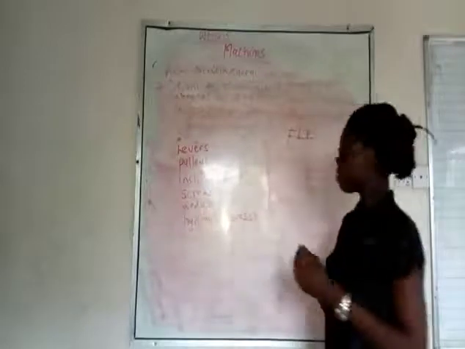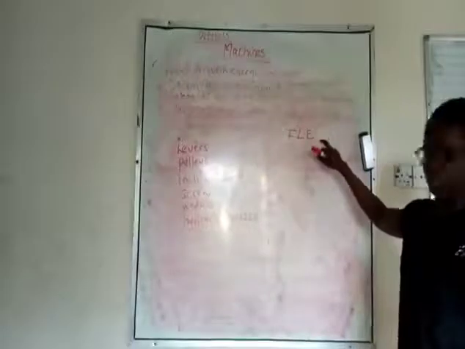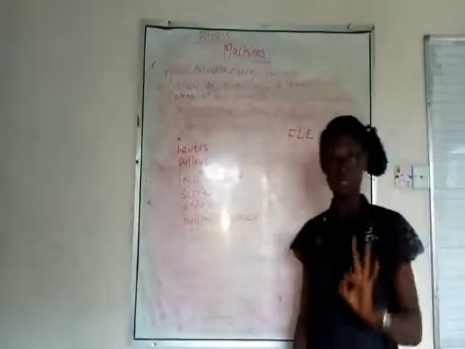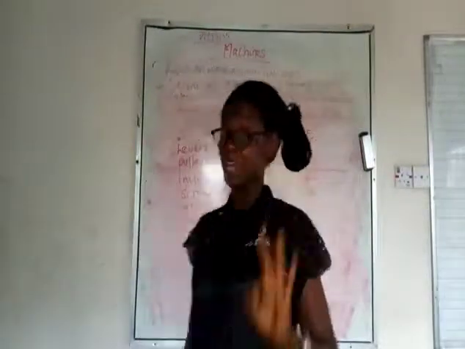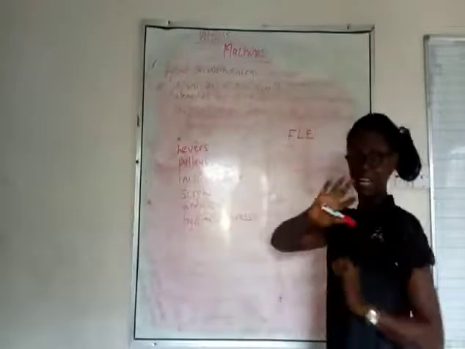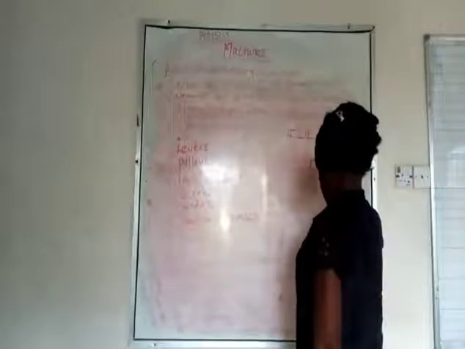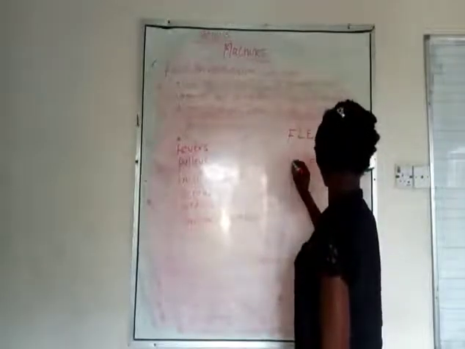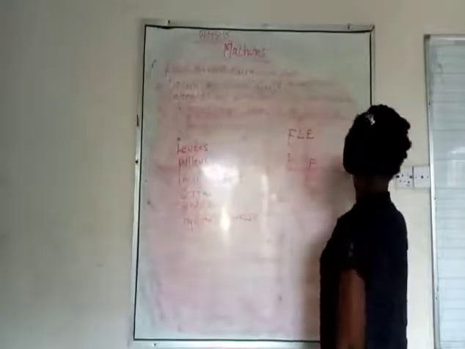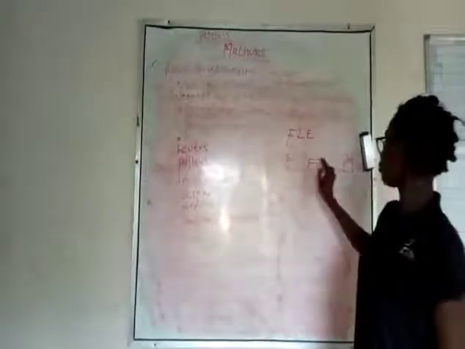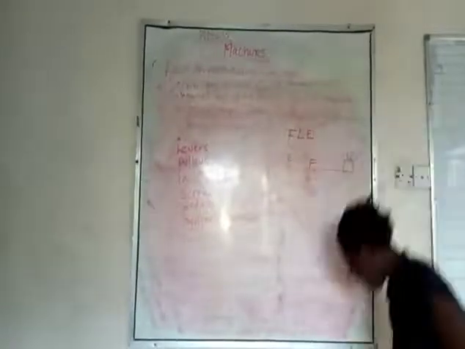FLE. Remember, we had said the lever had 3 parts: the fulcrum, the load, and the effort. So we have 3 classes of levers: the first class levers, the second class levers, and the third class levers. For the first class lever, the fulcrum is between the load and the effort. So we have a fulcrum here, and if we have an effort here to overcome a load here, this type of machine where the fulcrum is between the effort and the load is called a first class order lever.